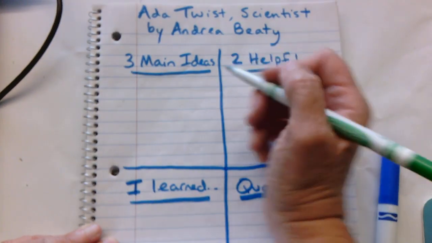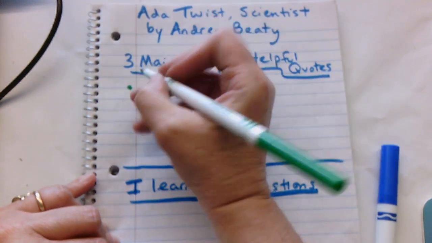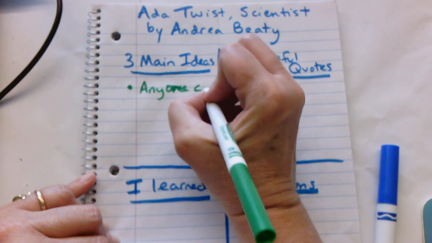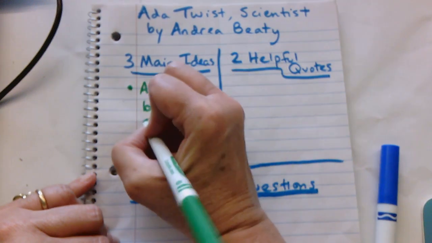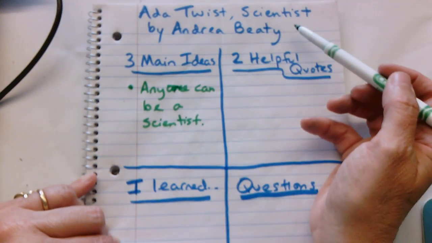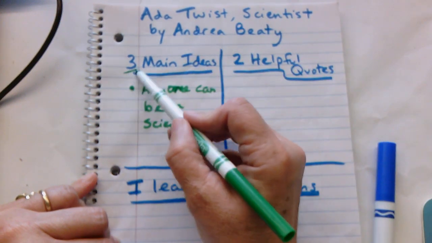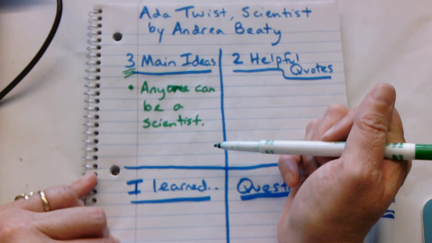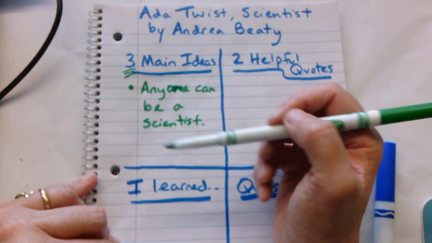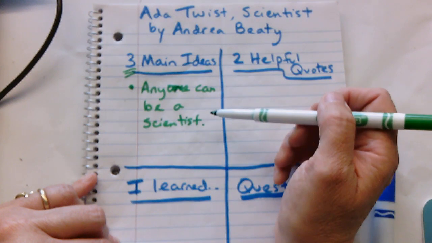Three main ideas. One main idea that some of you have already been saying is that anyone can be a scientist. You can write that down for one of your main ideas for this book, Ada Twist, Scientist. But if you write this one down, I do want you to come up with three, so come up with two more on your own. But that's the main idea of the book. You don't have to be an educated person with a PhD who is working in a laboratory. Anyone can be a scientist.